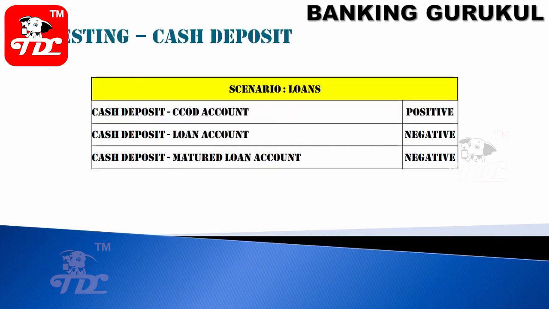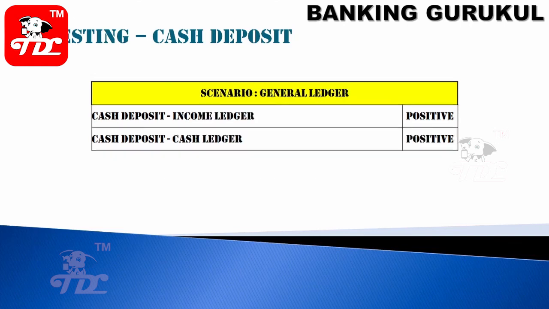Then cash deposit to a CCOD account, it is an operative account. Cash deposit to a loan account, or cash deposit to a matured loan account, is a negative scenario. Where some loans have a restriction that you can't deposit cash, that will also be a negative scenario. A CCOD account is an operative account, so you can deposit cash into it. Sometimes cash deposit to a cash ledger, or into an income ledger, means cash deposit to a general ledger; you can also verify that during your testing.